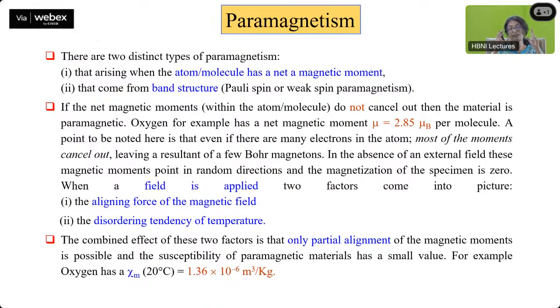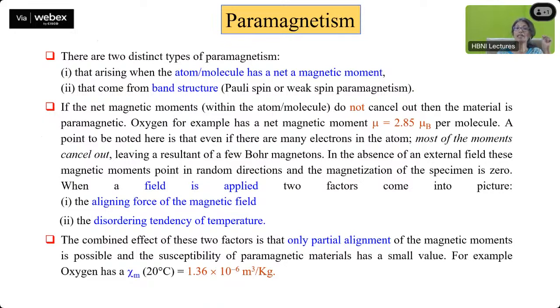You have to understand one thing: even though there are many electrons in the atom, most of the moments cancel out. What you have left is a resultant of very few Bohr magnetons. If there is no external field, these magnetic moments point in random directions, and the magnetization of the specimen is going to be zero.